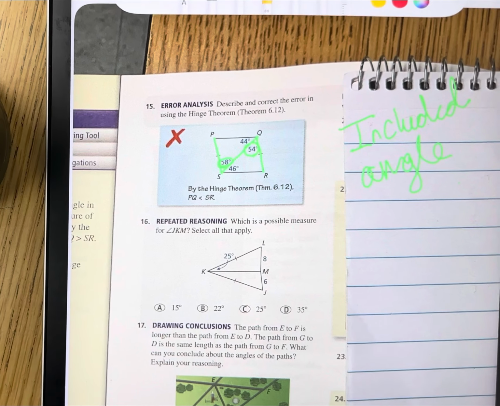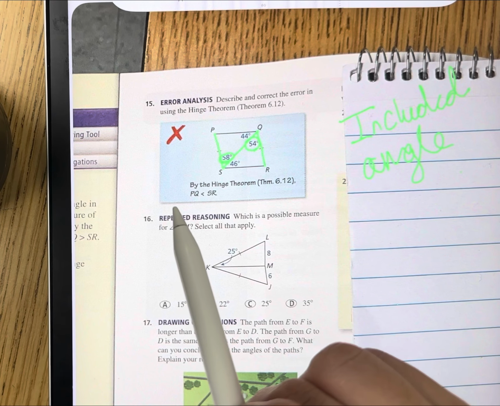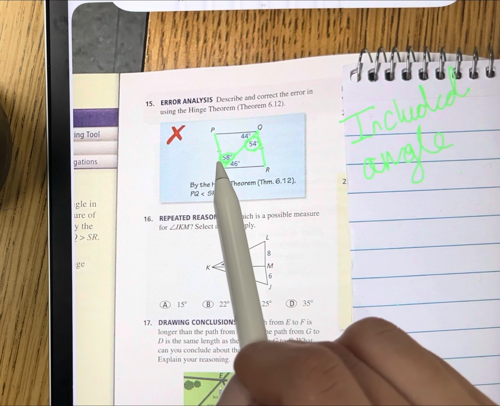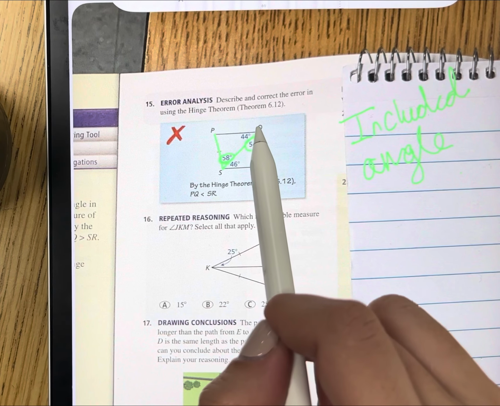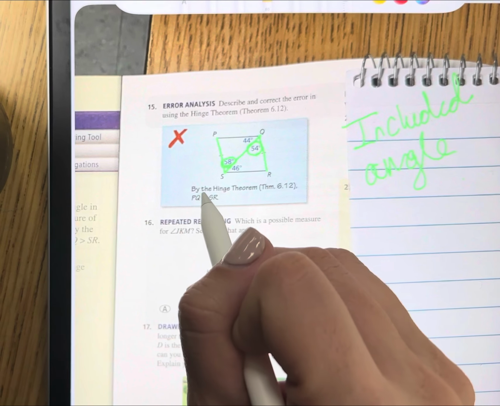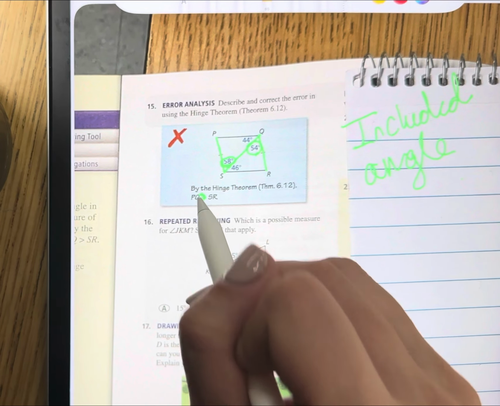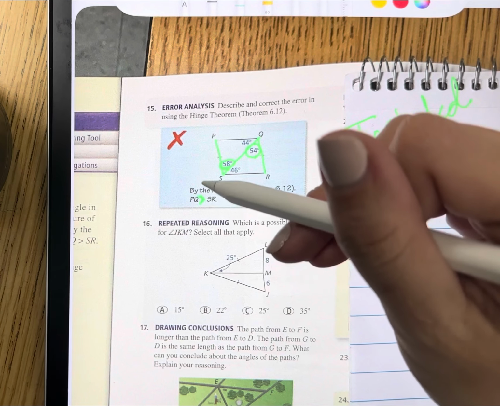We can only use those two angles to decide if PQ and SR are congruent or greater than or less than. And looking at that, 58 is larger than 54, so PQ is going to be greater than, but they said less than. And that's the problem. They should have said greater than. That's such a pretty green. Wow. They have pretty colors here.